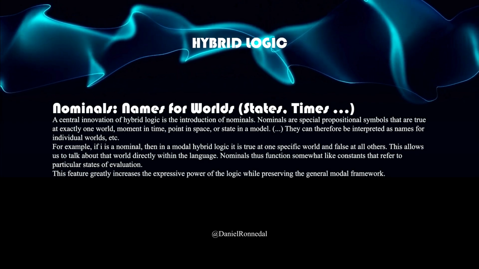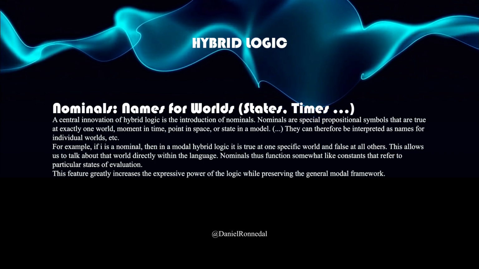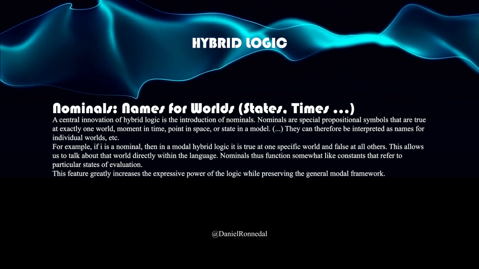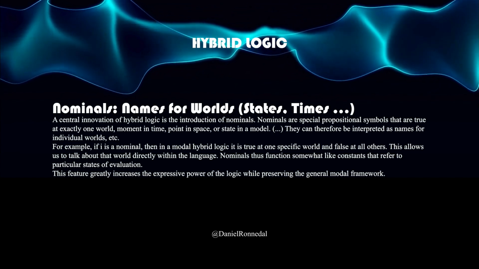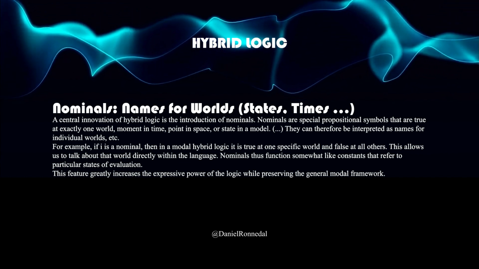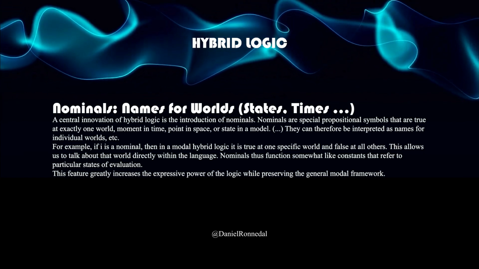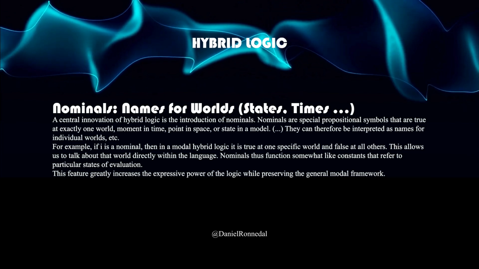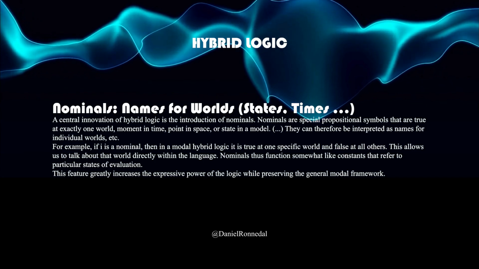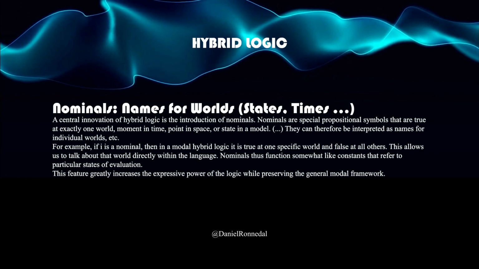A central innovation of hybrid logic is the introduction of nominals. Nominals are special propositional symbols that are true at exactly one world, moment in time, point in space, or state in a model. They can therefore be interpreted as names for individual worlds, etc. For example, if I is a nominal, then in a modal hybrid logic it is true at one specific world and false at all others. This allows us to talk about that world directly within the language. Nominals thus function somewhat like constants that refer to particular states of evaluation. This feature greatly increases the expressive power of the logic while preserving the general modal framework.